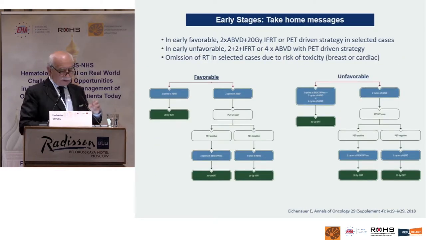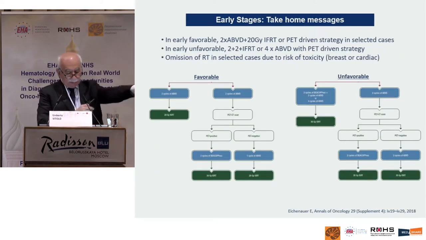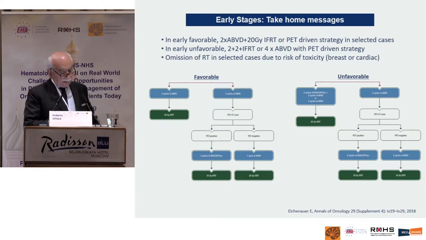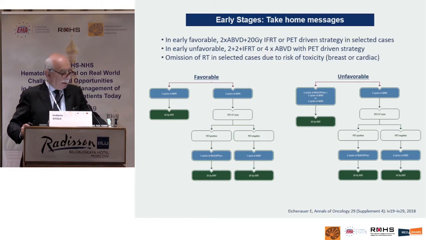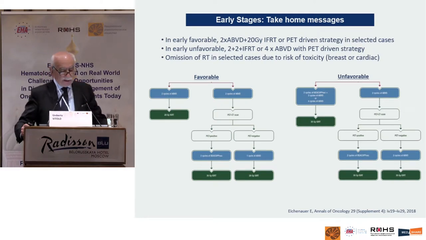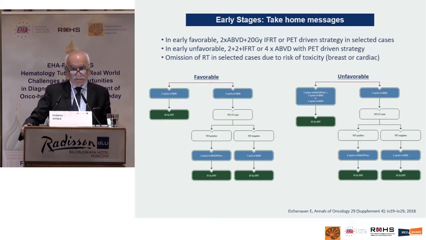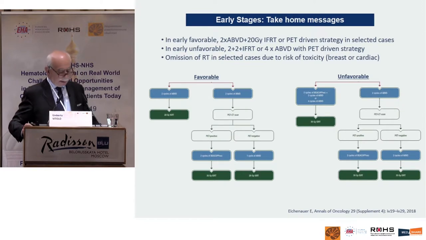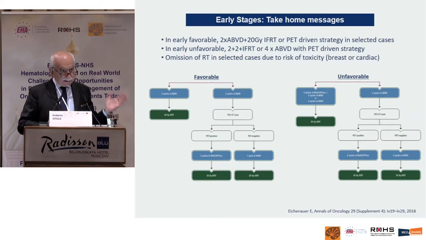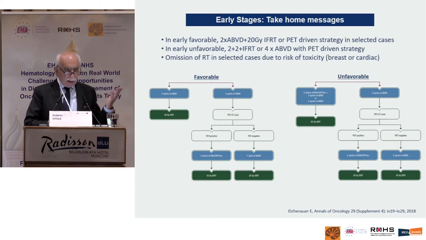Okay, this is just to summarize the treatment of early stage Hodgkin lymphoma based on the ESMO guidelines that were published last year. In early favorable Hodgkin lymphoma patients, I believe that a simple treatment, two courses of ABVD followed by 20 gray involved field radiotherapy, is the best treatment approach, and in selected cases you may also use a PET-driven strategy.